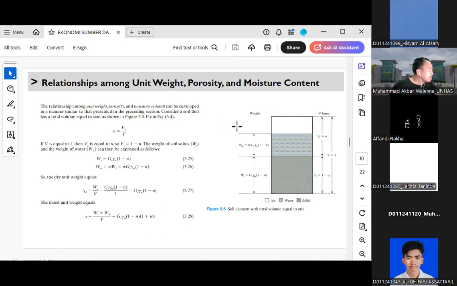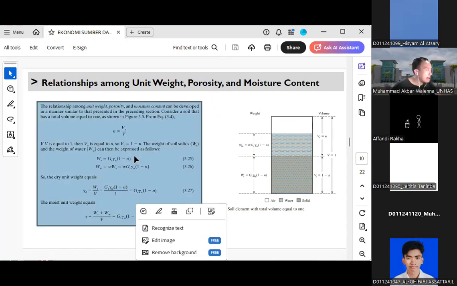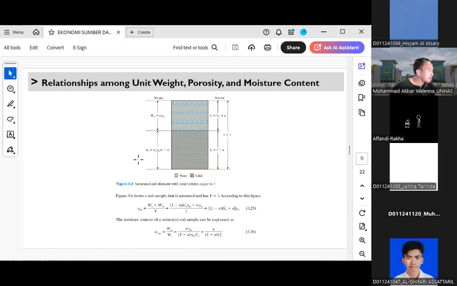This is another way to rearrange the formula, and basically it tells you the same thing, the relationship among unit weight of soil, porosity, and moisture content. You just need to get yourself familiar with the arrangement. This one is the same thing.